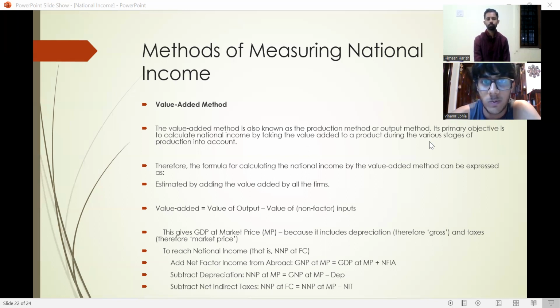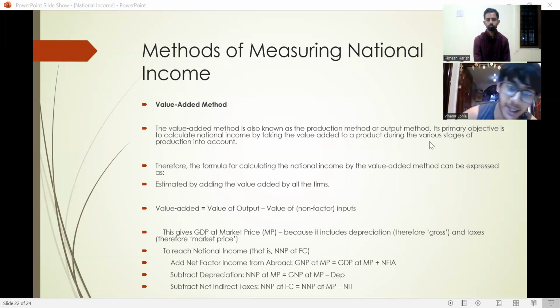This gives GDP at market price because it includes depreciation and taxes. To reach national income, that is NNP at FC, we need to add net factor income from abroad, minus depreciation, and we have to subtract net indirect taxes as well.